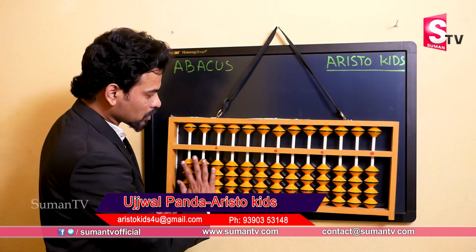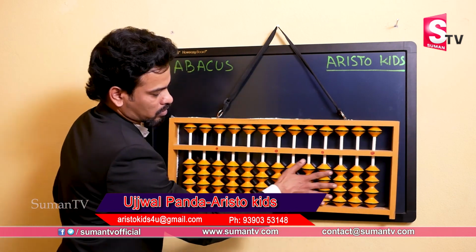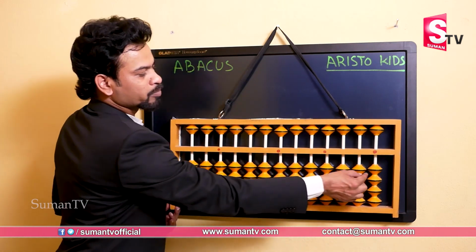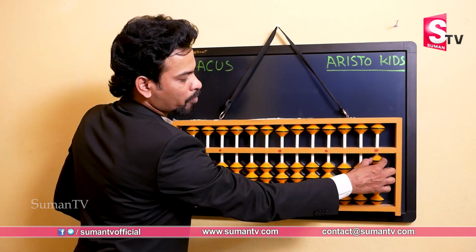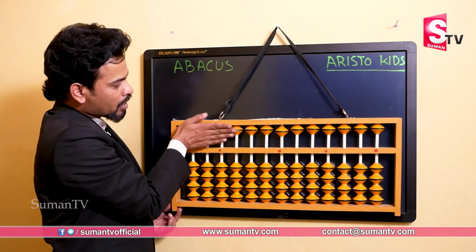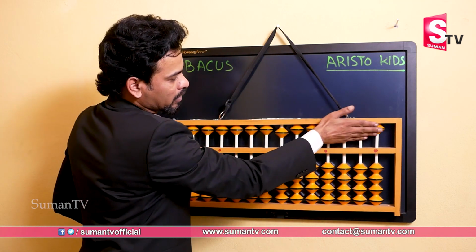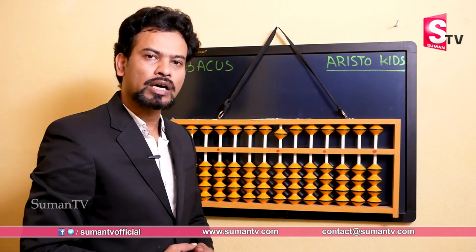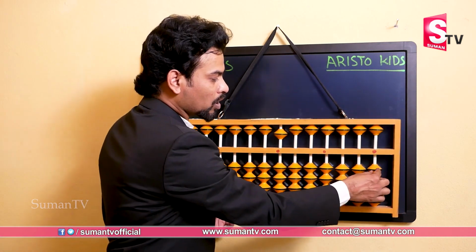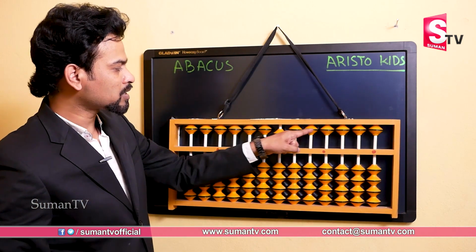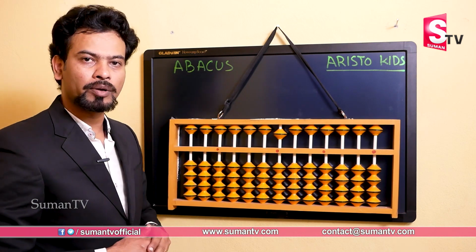You can see there are some yellow color circles here. These are called beads. These beads can go up and go down. You can find some beads towards the downside and some beads towards the upside. The beads which are towards the lower side are called lower beads, and the beads which are towards the upper side are called upper beads.